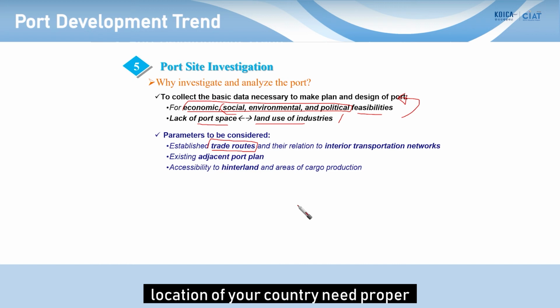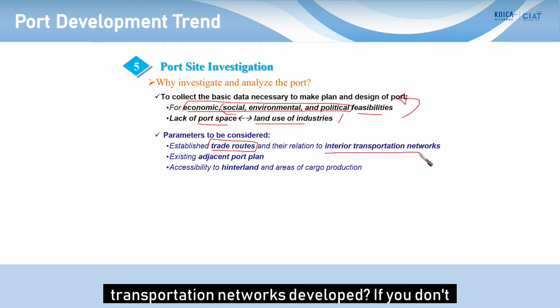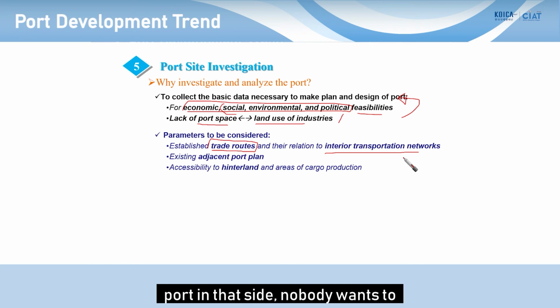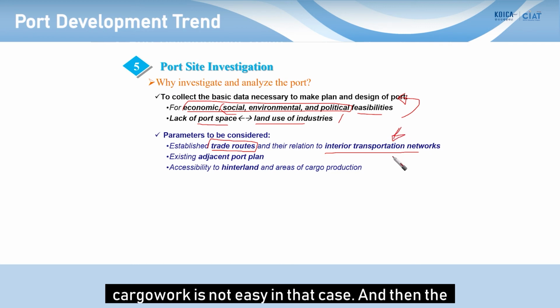So we should consider the trade route, the geographical location of the new port, the main trunk trade route, whether your country is linked or not. This is a very important factor. And also, do you have enough interior transportation networks developed? If you don't have an interior transport network, and you put a port in that site, nobody wants to send cargoes to that port because of the distribution of the cargo work. It's not easy in that case.